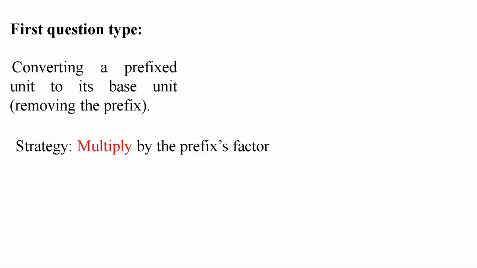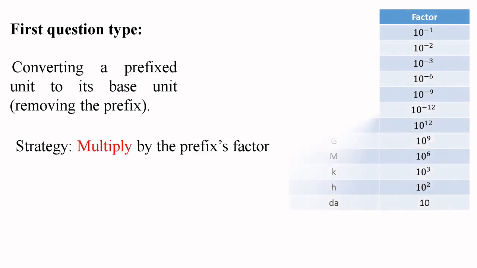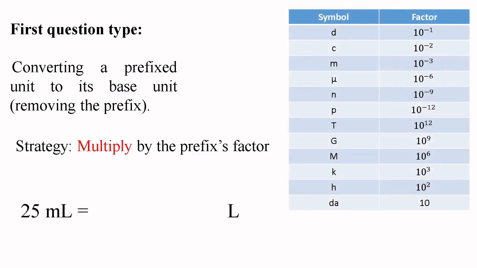Let's solve some examples together for learning better. The first example that we have here is 25 milliliters is equal to how many liters? First of all, we want to convert the prefix unit, because we have milli here, to the base unit, liter. As you can see, we do not have any prefix here. So we must multiply by the prefix factor. What is the factor of milli? Let's look at this table. We are going to get help from this table, but you must memorize that. Milli is 10 to the power of -3. So 25 multiplied by 10 to the power of -3.